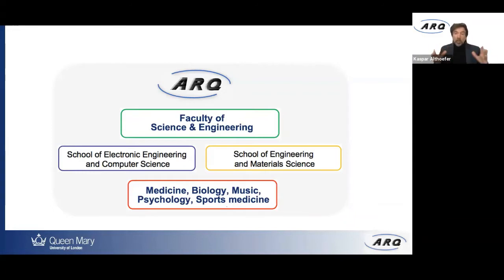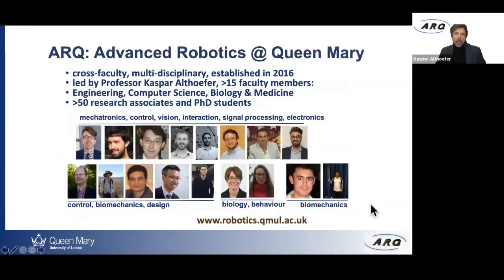But we do not only see ourselves as people working in engineering and computer science, we also extend to other areas such as medicine and biology. And so we are very cross-faculty, multidisciplinary. 4 years ago we started, and we already have 15 faculty members within our group and more than 50 research associates and PhD students. We are very research active and have acquired around £3 million of research grants within the last 3 years.